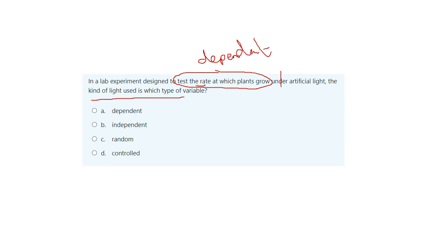What is changed? The type of artificial light. So the artificial light would be the independent variable. You can use different types of fake light to get different results.